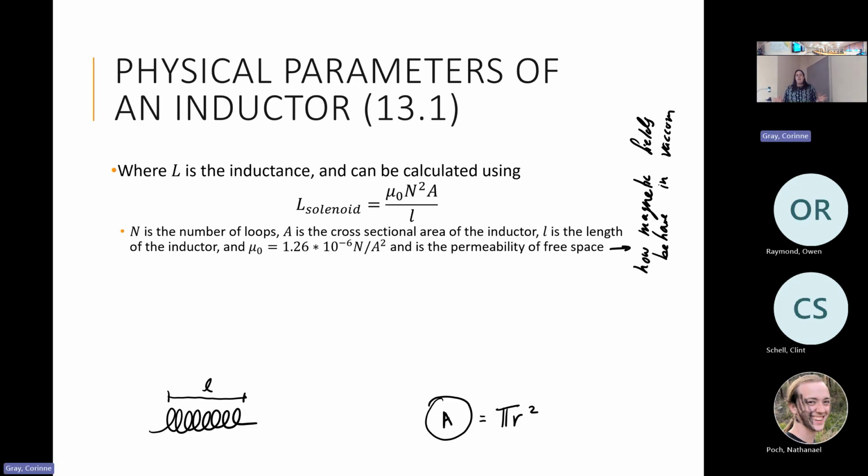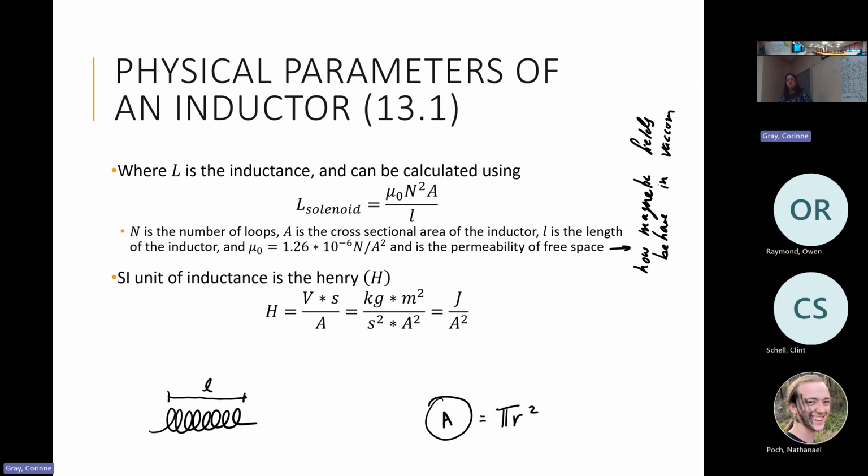So let's think about all the fun names that we've had for our units. When we've been talking about voltage, it's been in volts. When we've talked about resistance, it was in ohms. Capacitance has been measured in farads. There's no rhyme or reason for what's going on, and that continues here, where the SI unit of inductance is going to be the Henry, which is represented with a capital H.